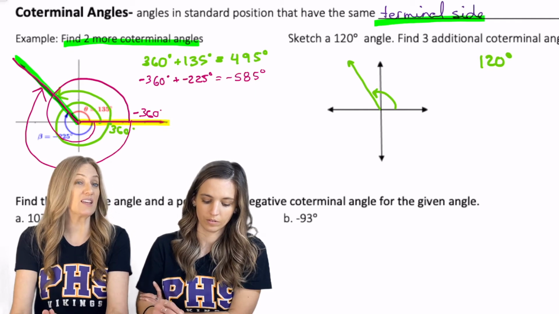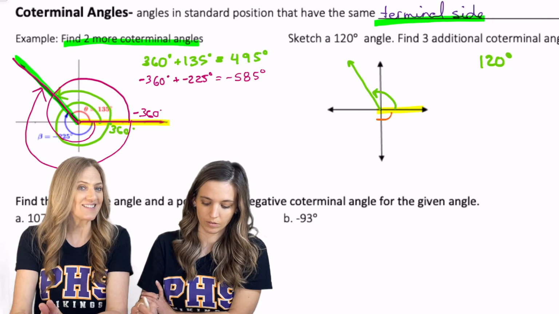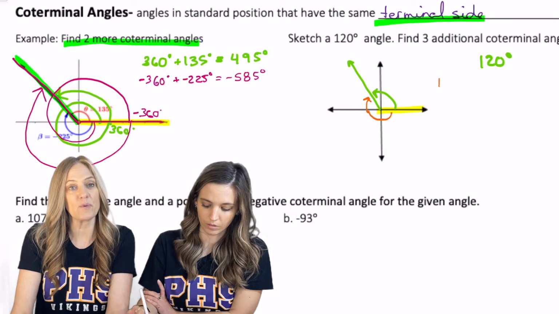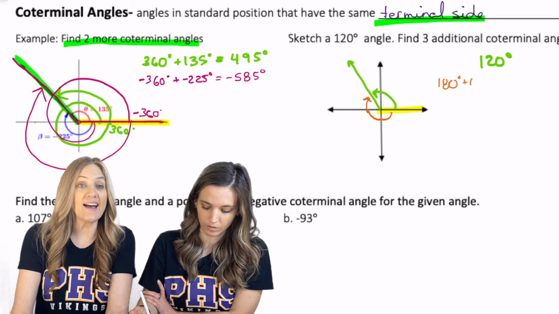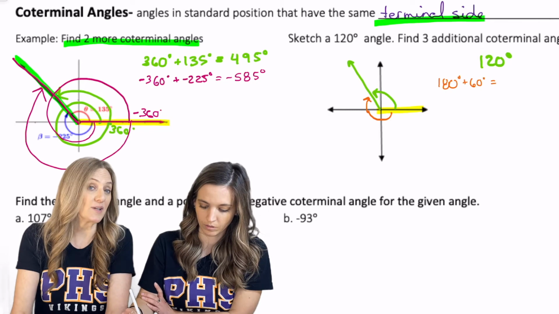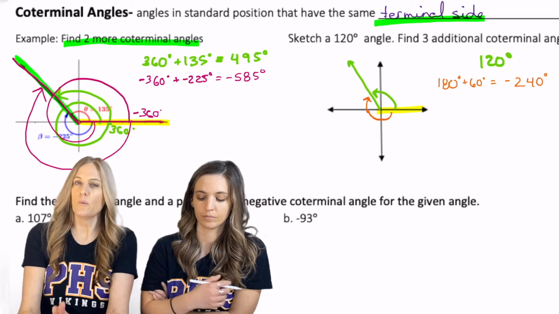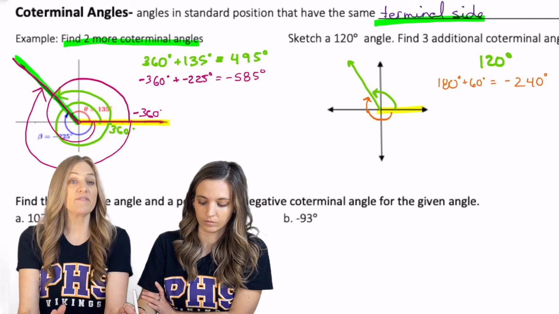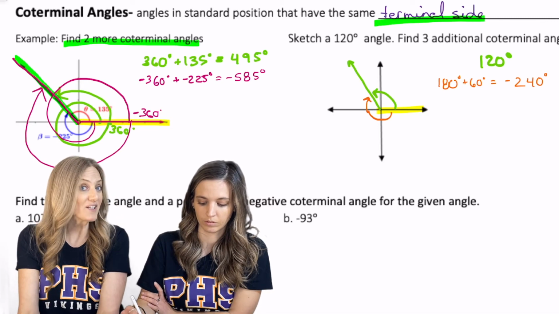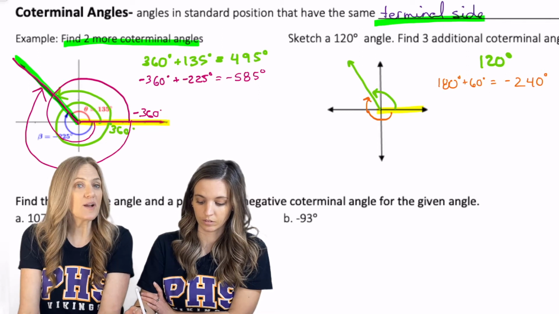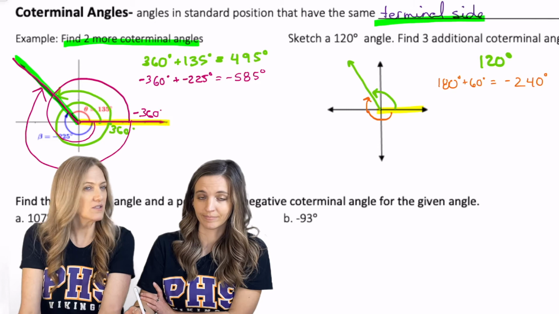So starting at the initial side, we'd go halfway around, that's at 180, then plus the 60 degrees from the reference triangle. So we're at 240 degrees. Negative because we went down, so negative direction. We have our positive 120. We found 1 coterminal, negative 240. Let's find 2 more. 1 in the positive direction, 1 in the negative direction. Do you want to give it a try?